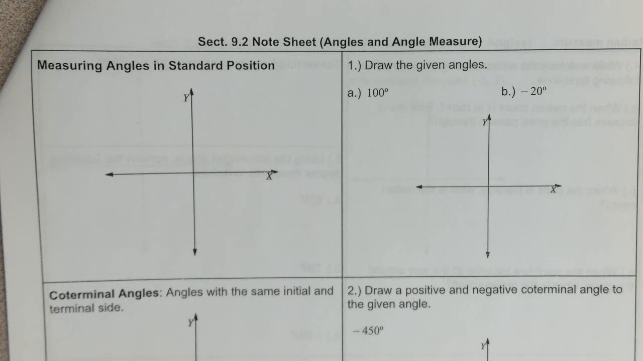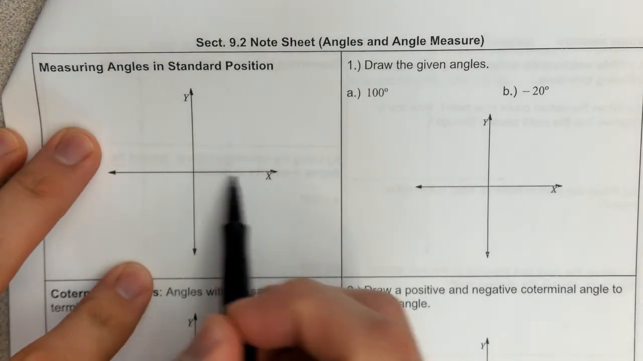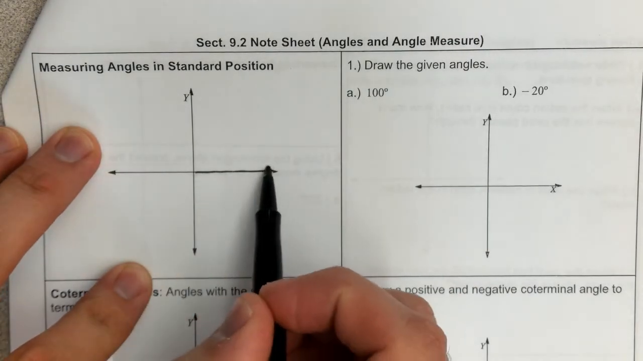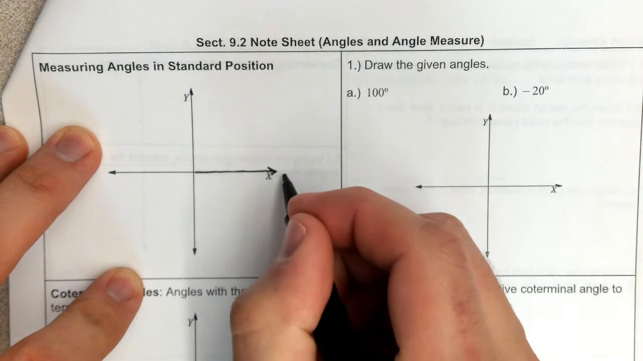All right, we're going to talk about section 2 today, angles and angle measures. We are going to spend a fair amount of time talking about measuring angles in the x-y axis. We're going to start off by talking about what it means to measure an angle in standard position. Measuring an angle in standard position means you start the angle with the positive x-axis, right here, and that is 0 degrees.